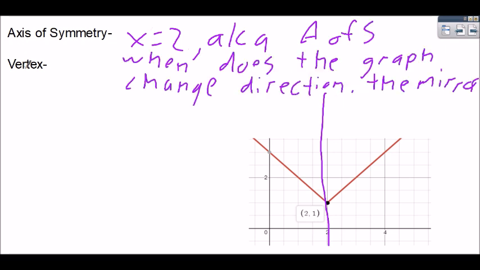All right, and the last thing is our vertex. Our vertex is when the graph is at either its lowest point or its highest point. So with this one, it's going down, stops, and goes up. So this is our lowest point. But if we had a V shape like this, our vertex would be the highest point. So we refer to this as our max and min, and the vertex for this graph is 2, 1.